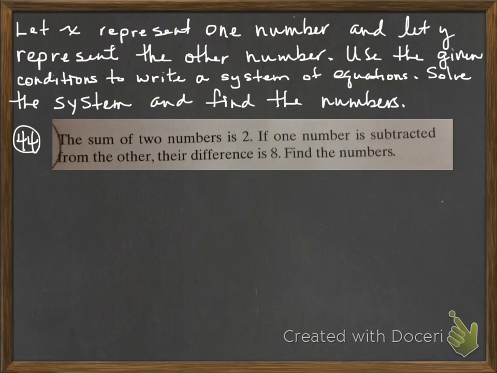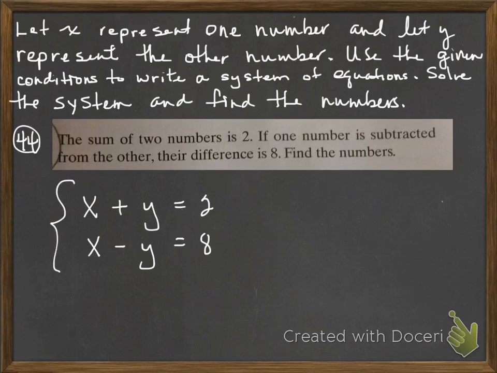The first sentence of the problem says the sum of two numbers is 2. So that means x plus y equals 2. The second sentence says if one number is subtracted from the other number, their difference is 8. So that would be x minus y is 8. So you would write your own system based on the information in the word problem, and then you would decide whether you wanted to use the substitution method or the addition method.